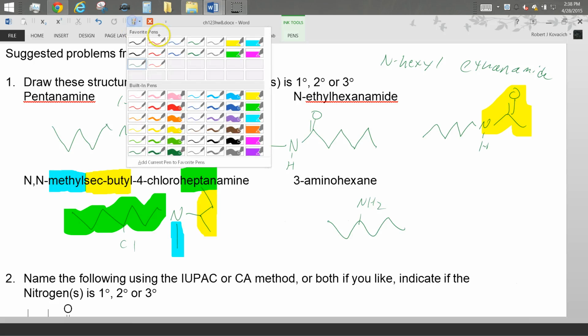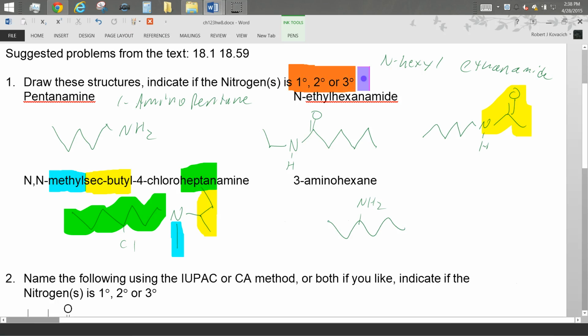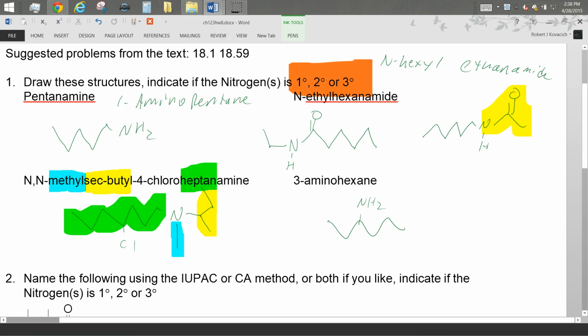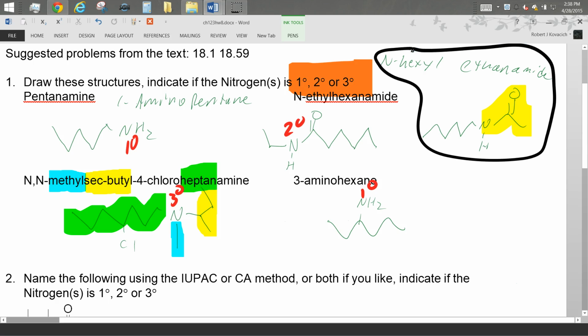All right, let's do this. So this one here is primary. This one here is secondary. This one here is tertiary, and this one here is primary. And what's the importance of that? Determine reactivity. Yeah, it lets you know how reactive the thing is.